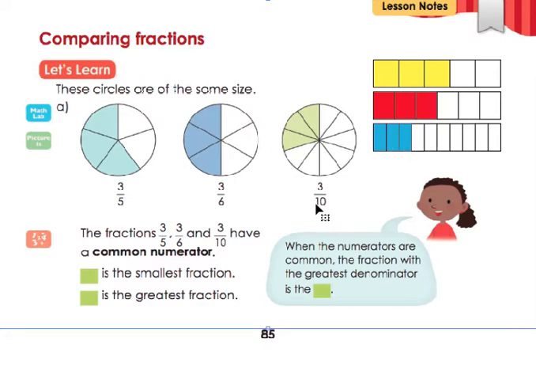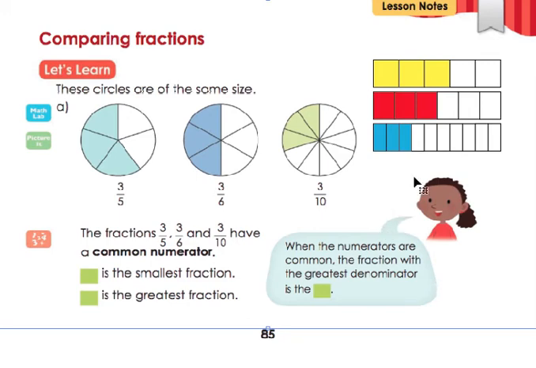So not necessarily because you see, this is 5, 6, 10, this is the biggest. No, it has more parts, that's what it means. But look, if we pay attention to 3, 3, 3, this is the smallest.